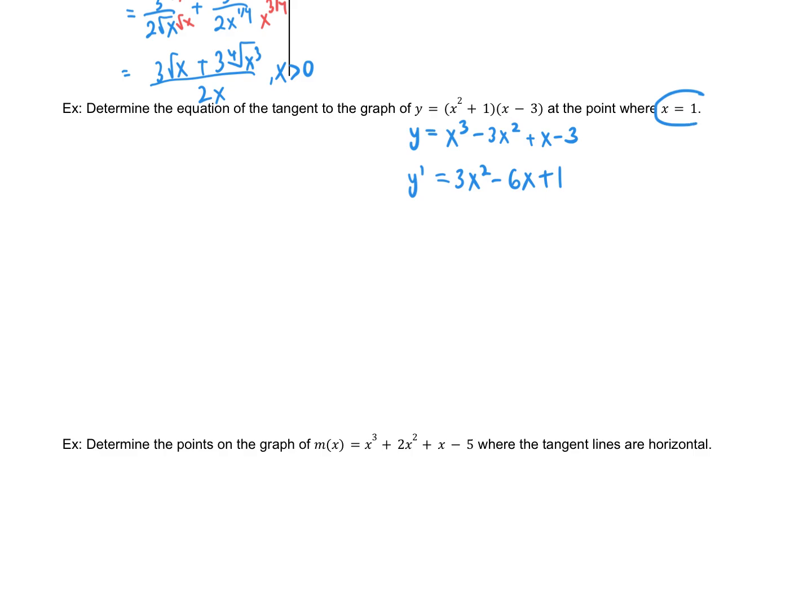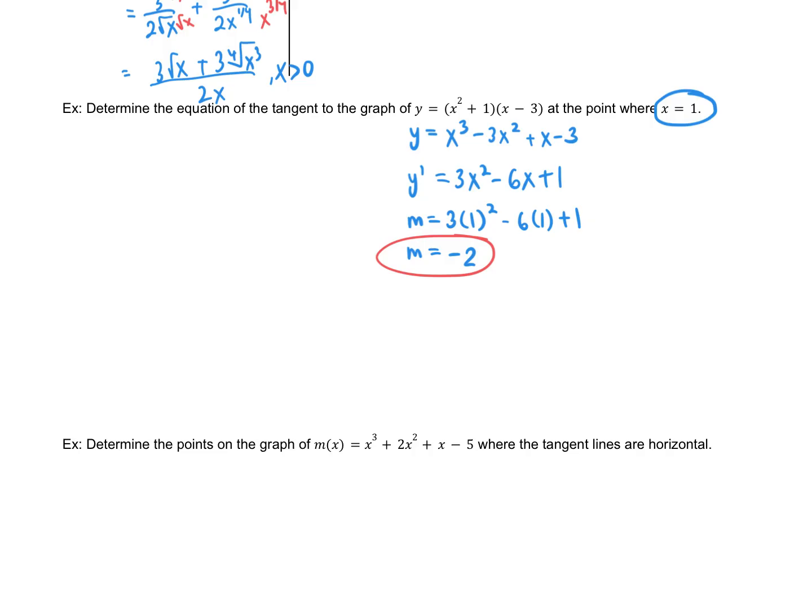So now I need to know what the derivative is of that tangent line when x is 1. So I'm going to set x equal to 1 here. The only new part of this question is using our nice rules to speed things up. So we're going to have 3 minus 6 plus 1 is negative 2 for our slope. That's going to be helpful.